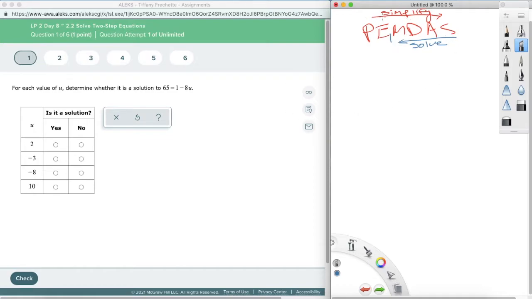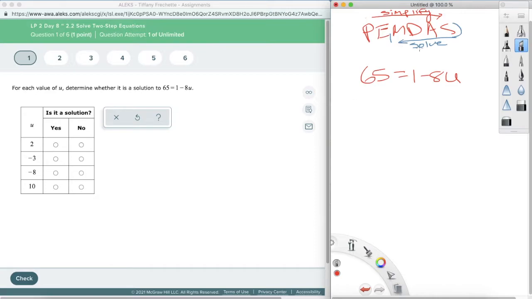So I just like this little graphic because it reminds us to simplify from left to right, and then you can even do this little thing. You're flipping around and going kind of backwards, and you can still use that same method to help you solve. Okay, so first, let's make sure we're simplified. So we have 65 equals 1 minus 8u. We have no parentheses, we can check that off. I have no exponents. Again, I can check that off.